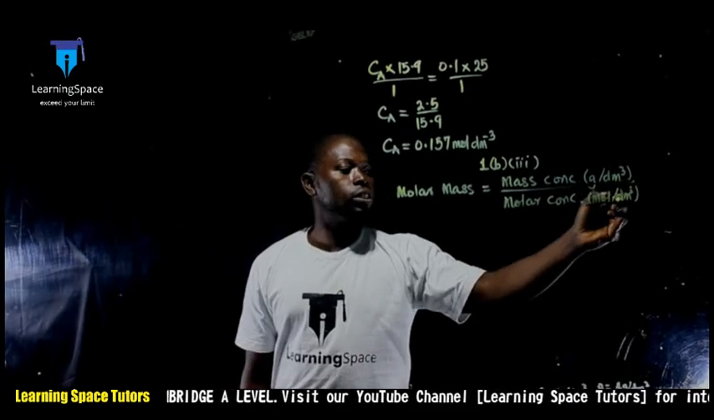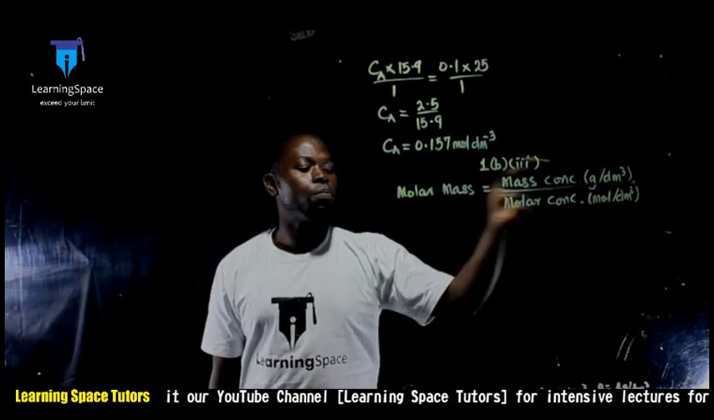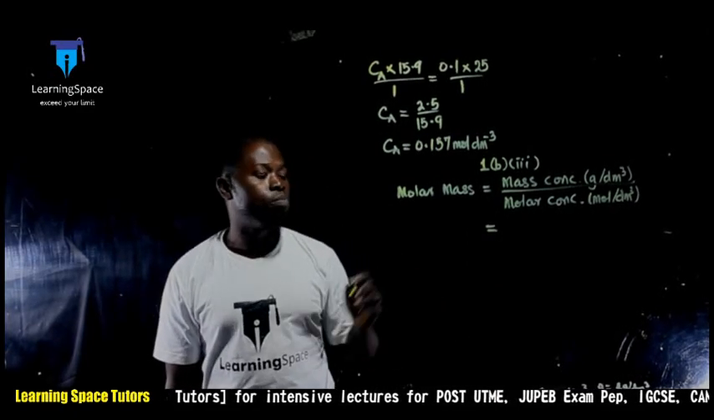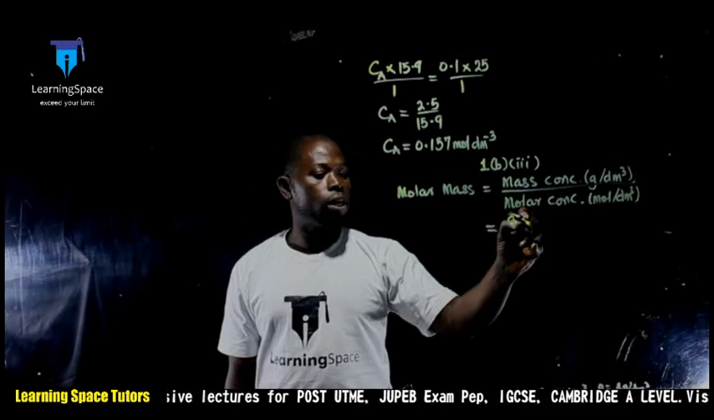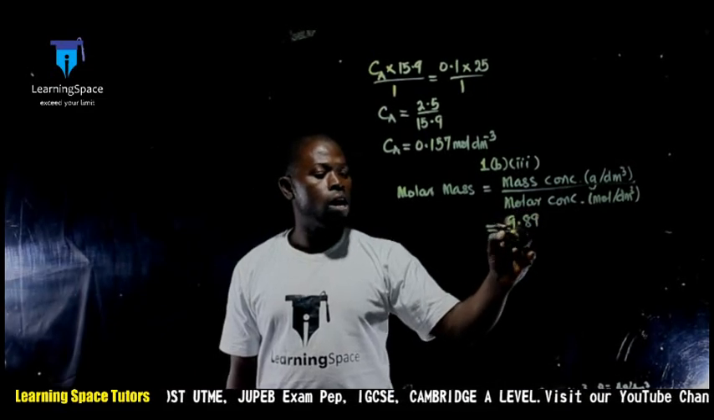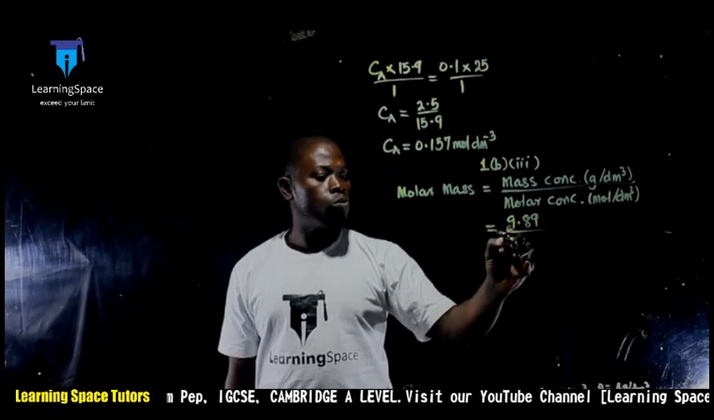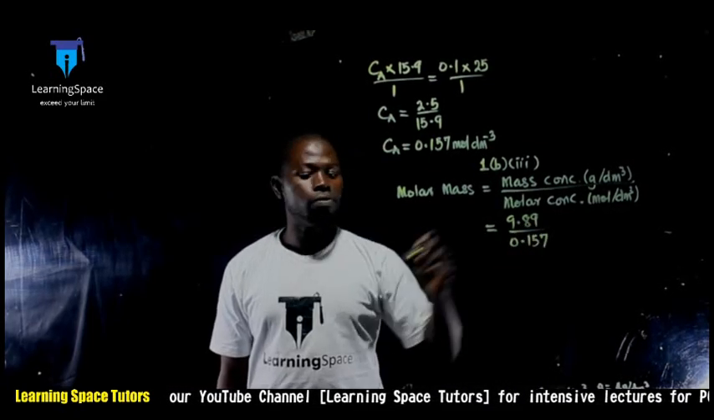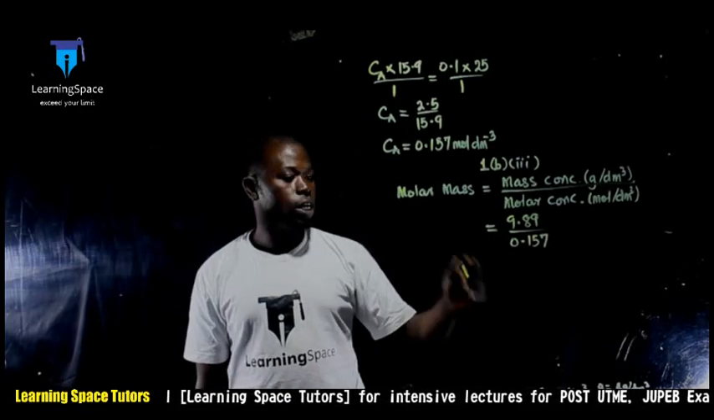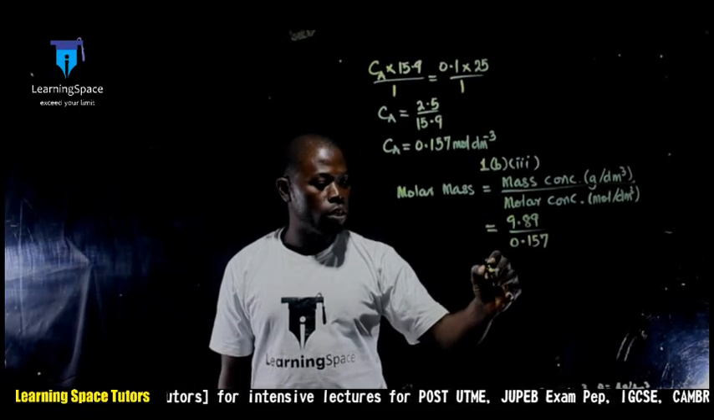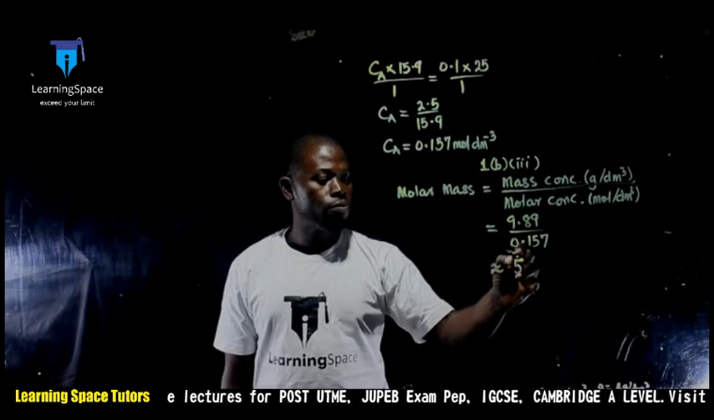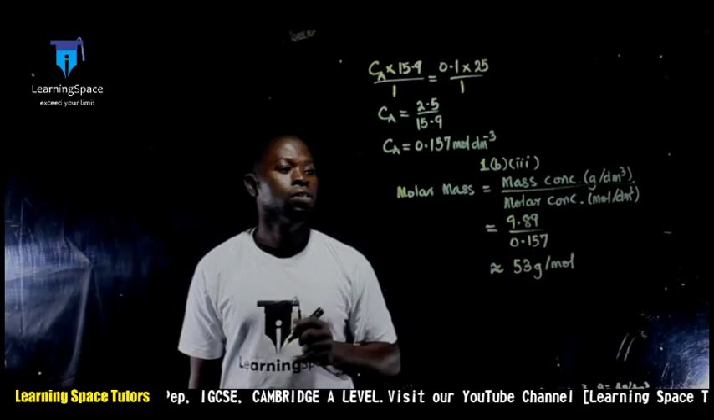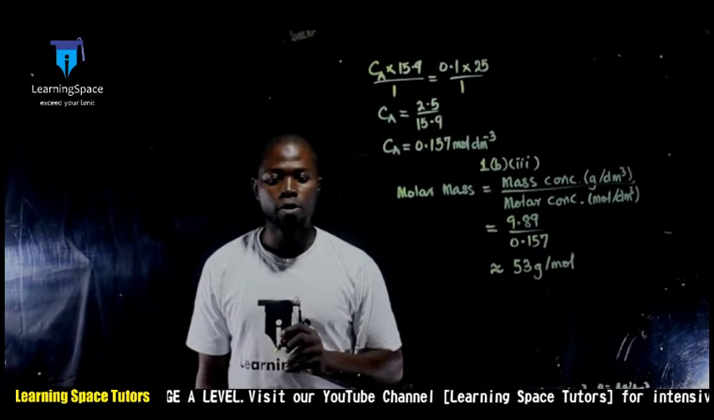So by the time, the dm cube will cancel the dm cube, and you are going to have gram per mole in the long run. So the molar mass of HX is going to be the mass concentration, which is 9.89, divided by the molar concentration, which is 0.157. And by the time we input this in the calculator, we are going to have approximately 53 gram per mole as the molar mass of HX.